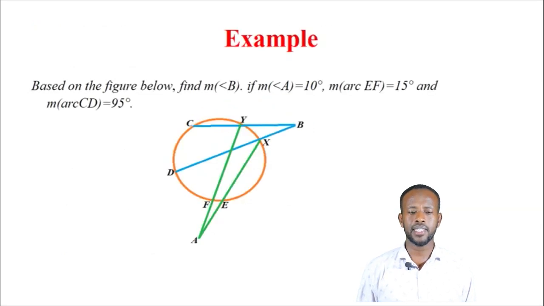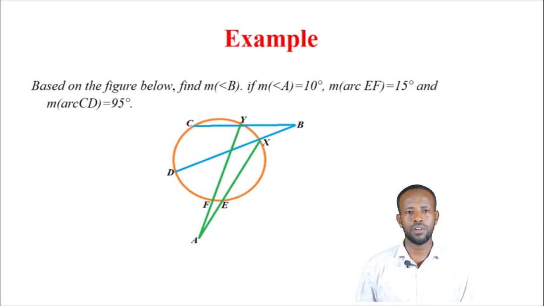Again, another example. But before I start the solution, try to highlight the necessary steps that you can follow. It says, this example says, based on the figure below, find measure of angle B if measure of angle A is equal to 10 degree, measure of arc EF is equal to 15 degree, and measure of arc CD is equal to 95 degree.